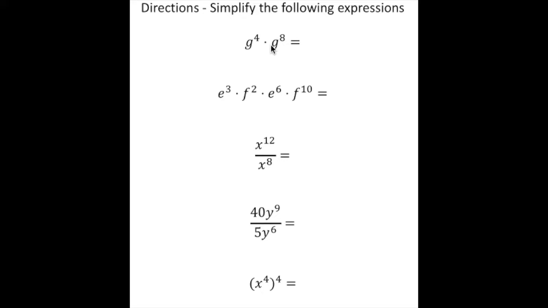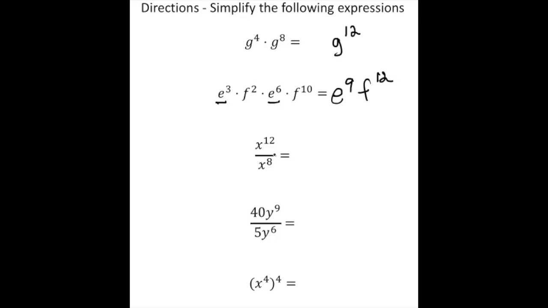G to the fourth times g to the eighth is going to be g to the 12th. And then this one, e cubed times e to the 6th is going to be e to the 9th. And then f squared times f to the 10th is f to the 12th.